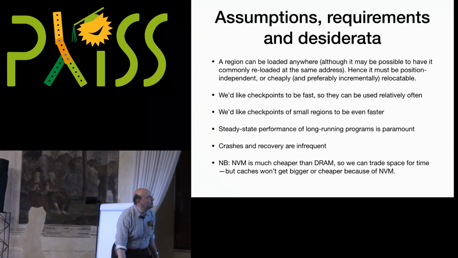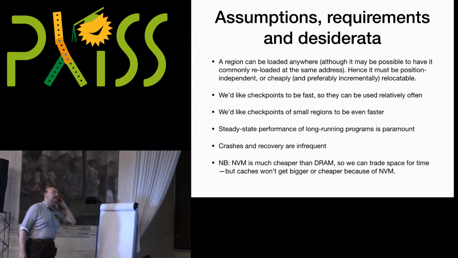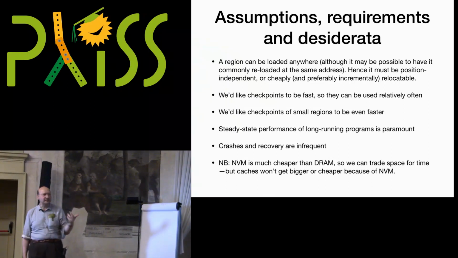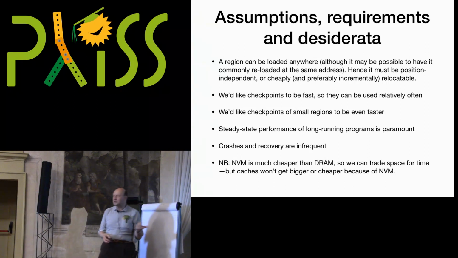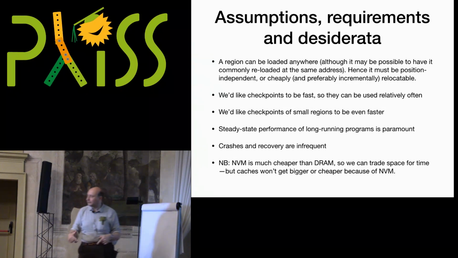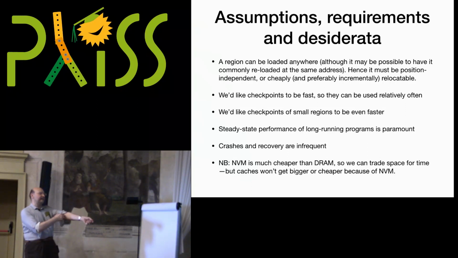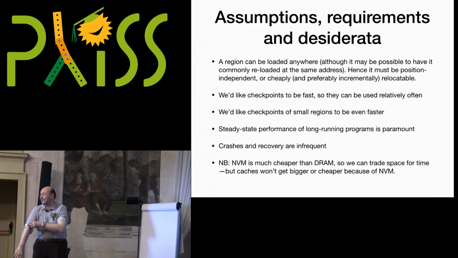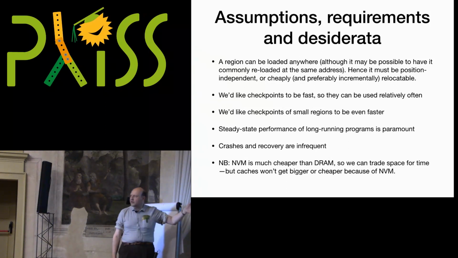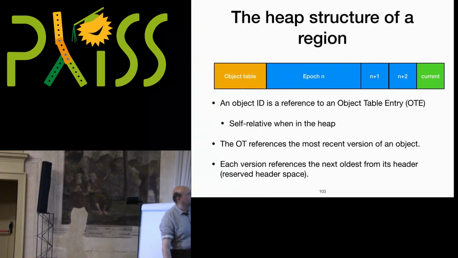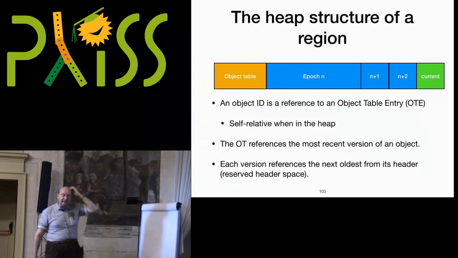So how would you implement this? I'm assuming that regions could be loaded anywhere, and so the data within the region have to be self-relative. We want checkpoints to be fast so they can be used relatively often. We want checkpoints of smaller things to be even faster. And rather than optimizing for crashes and recovery, which are assumed to be infrequent, we optimize for the steady state performance. And we can do some trading of space for time because we just got all this cheap, large memory, so why not use it? So this is a sketch of the direction I'm pursuing.